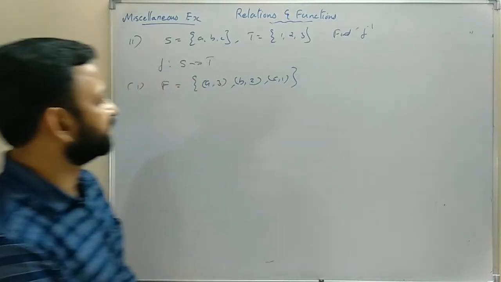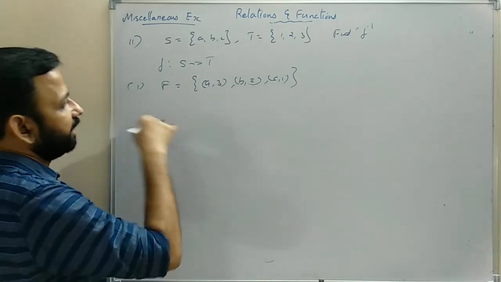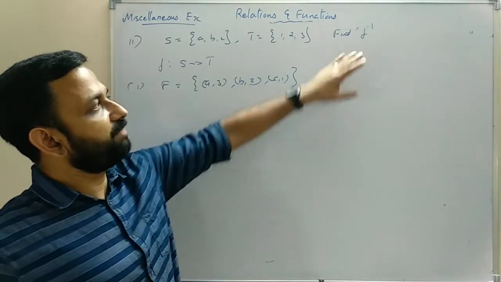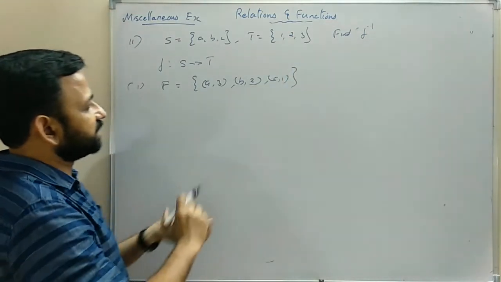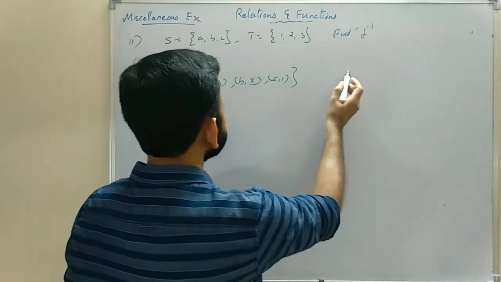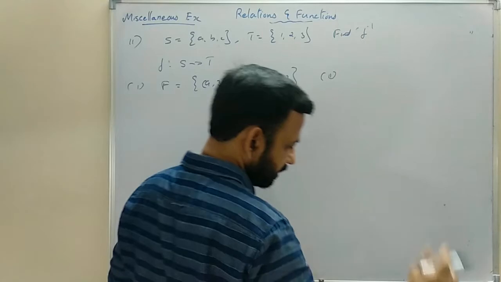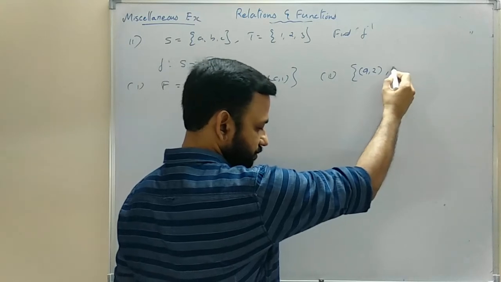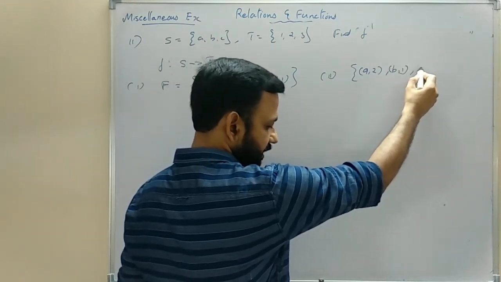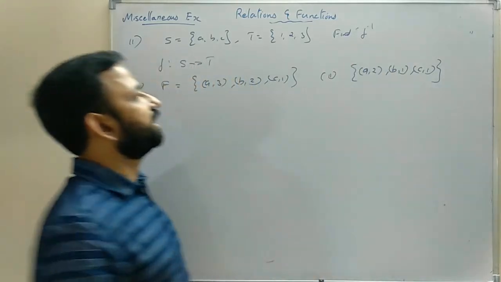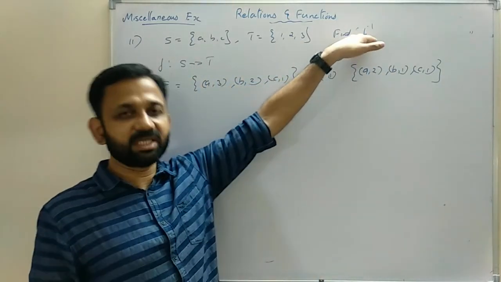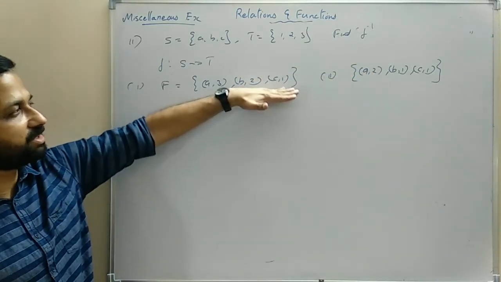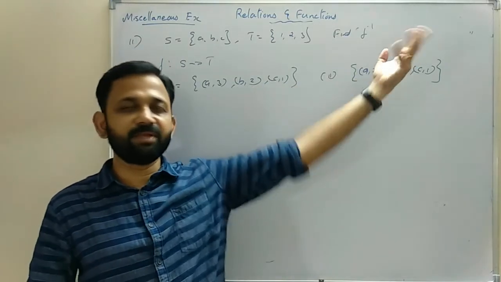So here first we have to check whether it exists, whether it is a function, etc. Or if it is 1-1 and onto, then only we can find the f inverse. So first we have to check whether it is 1-1 and onto. This is the first part. Then the second part is f equal to {(A,2), (B,1), (C,1)}. So that is the second part. And we have to find f inverse if it exists. So it is invertible if the function is 1-1 and onto. So first we have to check whether it is 1-1 and onto. If it is 1-1 and onto, then we will find the inverse.